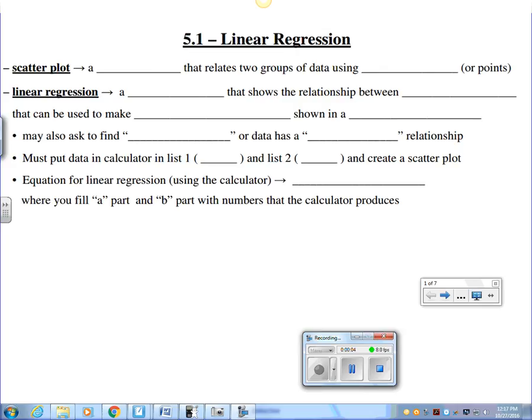This lesson is also on linear regression, which we learned how to do yesterday, but we're going to be adding a couple extra steps to the problems. So this first part should just be review.